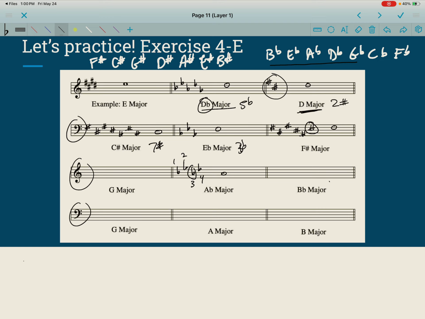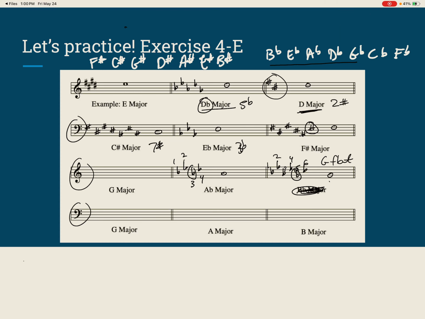Or let's just say, theoretically for an example, you had B flat, E flat, A flat, D flat, G flat, C flat, right? I'm looking and I'm like, oh, okay, I have 6 flats, 1, 2, 3, 4, 5, 6. I'm going to look at my second to last flat, and I know that that's the key of G flat major. So that's how to go about sharps and flats in a major key.